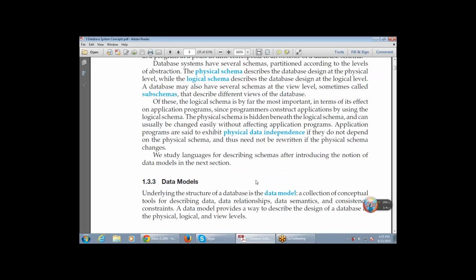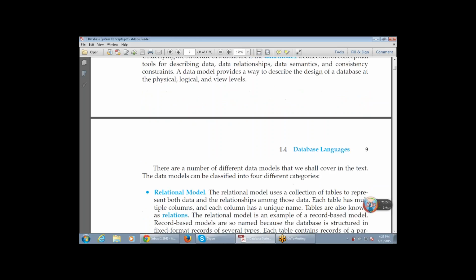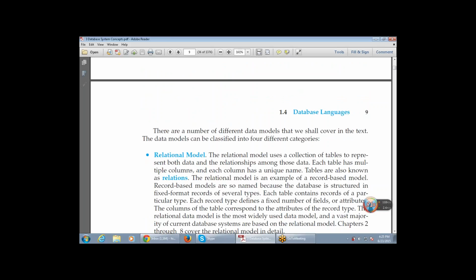Then next is data models. There are multiple data models that we are covering in the various chapters. One is the relational model, which describes how different tables are related with each other. This is a model that depicts graphically how they are interlinked, what the various tables are and how they are connected. Tables are also known as relations. There are multiple relations used, that is, tables. That is the relational model.